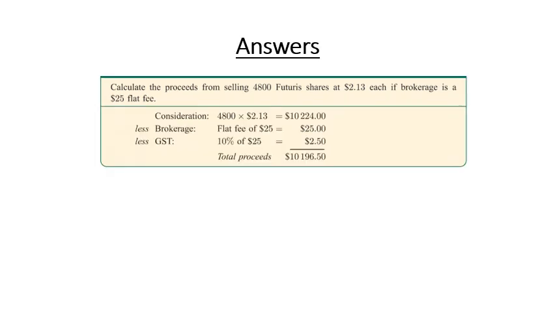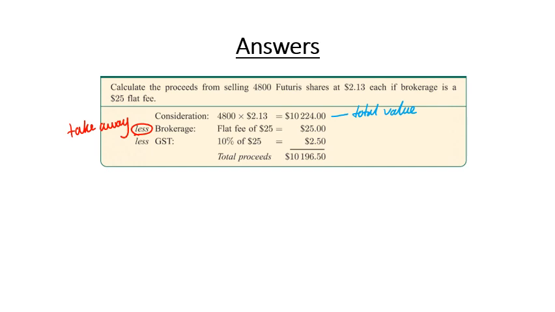Okay, so we had calculating the proceeds of selling 4,800 Futurus shares at $2.13 each if the brokerage fee is a flat $25. So we've worked out our consideration, which is our total value. That's how much money we're going to make from the shares. But we need to take away, remember, less means take away, our brokerage fee.